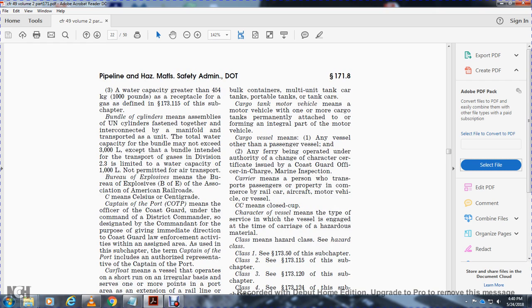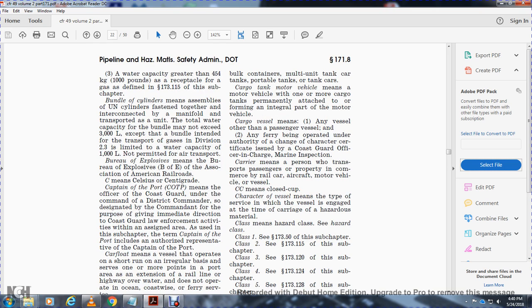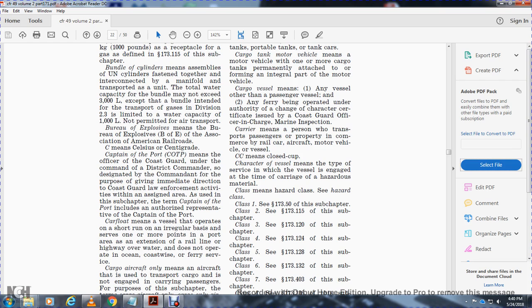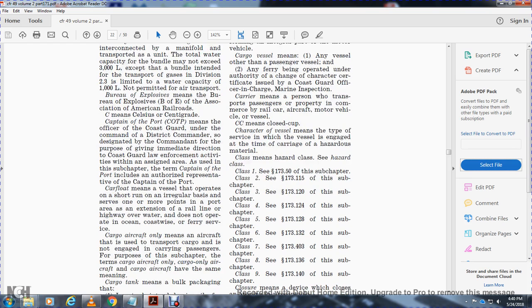Class 1 means hazardous materials, see 173.50 for the subchapter. Class 2 is 173.115 for the subchapter. Class 3, 173.120 for the subchapter. Class 4, 173.124 for the subchapter. Class 5, 173.128 for the subchapter. Class 6, 173.132 for the subchapter. Class 7, 173.403 for the subchapter. Class 8, 173.136 for the subchapter. Class 9, 173.140 of the subchapter.